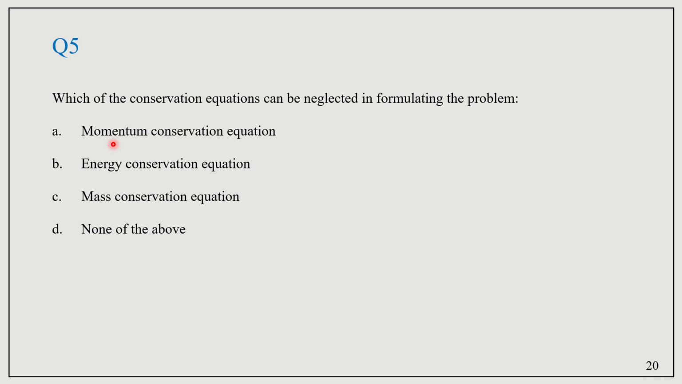Second one, energy conservation equation. In this particular case, the energy conservation is playing a major role because we are supplying external heat. Whenever heat transfer is involved, we need to solve for the energy conservation equation as well. So we cannot neglect the energy conservation equation. Third one, mass conservation equation. Again, we cannot neglect it. We need to know the species balance. Chemical reaction is happening and we need to know the mass transfer happening inside the system, and therefore we cannot neglect the mass conservation equation as well.